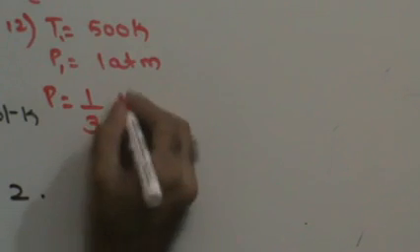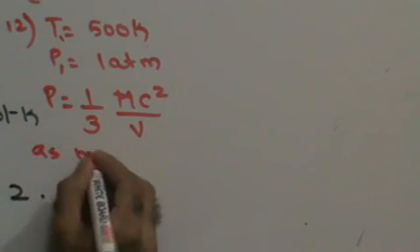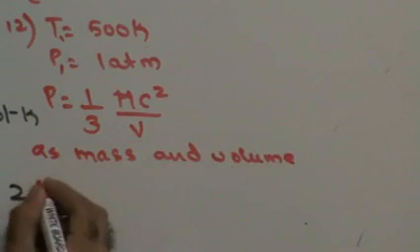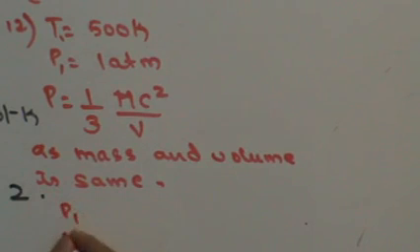Now guys, we know that pressure is equal to 1 upon 3 mc square by v, right? Now, as the mass and volume are the same, they are saying that the same cylinder is filled, that means the volume is the same and the same mass is given to you. As mass and volume are the same, I can say that P1 upon P2, mass is same, volume is same, 3 will get cancelled, so it will be C1 square upon C2 square.